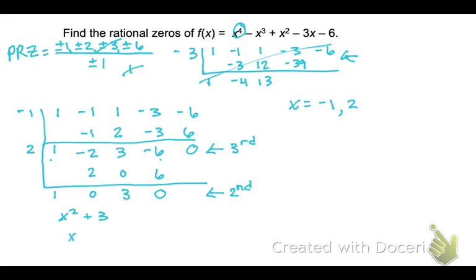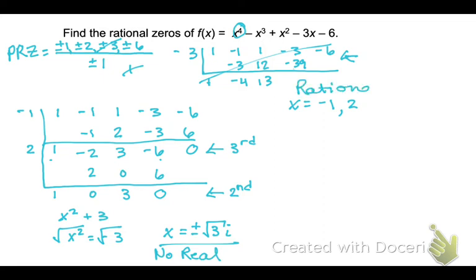Because that would be x squared equals negative 3, and then I'd take the square root. And so x would equal plus or minus the square root of 3 i. Are these real? No, not real. So the real or the rational are what? Okay, so these are rational. What if I wanted all? What would you write?